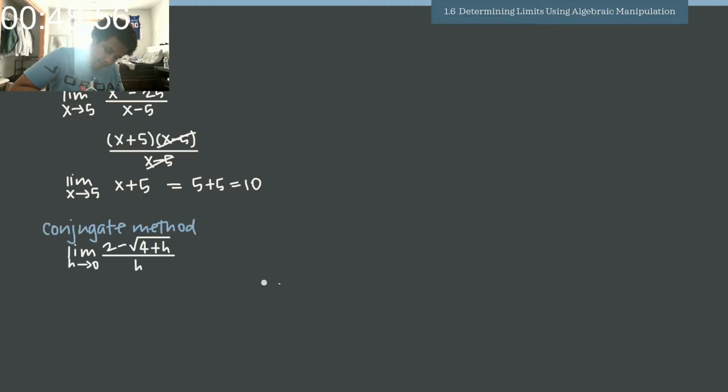We also see this a lot with the conjugate method. So we'll have limits like this. The limit as h goes to 0 of 2 minus root 4 plus h, divided by h. If we just plug 0 into this function, we'll end up with the indeterminate form 0 over 0. But we can use algebraic manipulation through the conjugate method to find the limit.